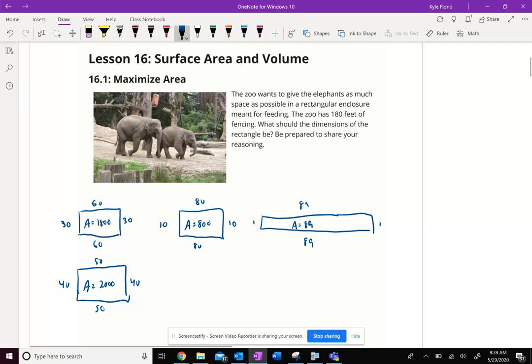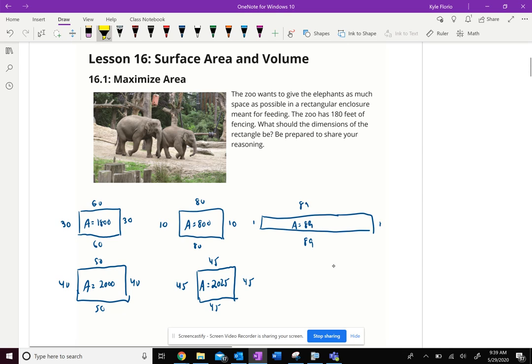So based on that, I'm just going to see if I can make a square, because a square is a type of rectangle. It's a special type of rectangle. If I make it 45 by 45, that'll give me the 180 yards of fence, or excuse me, 180 feet of fence. And if I find the area of that, 45 times 45, or 45 squared, is 2,025.